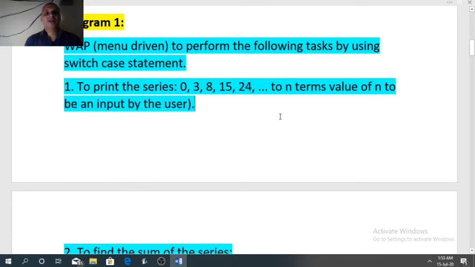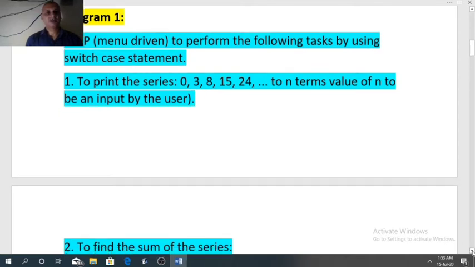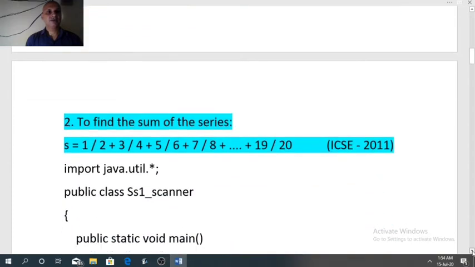So this series is very straightforward. The general term or the logic of the series is i square minus 1, where i will control the loop n times and the logic will be i square minus 1. This part we will write in case 1, that is printing the series. Now we will see what is the task we have to perform in case 2.